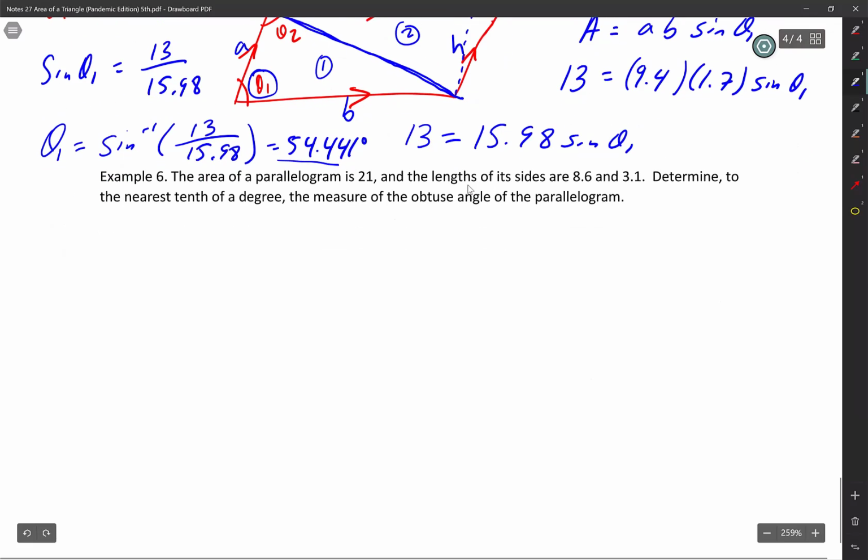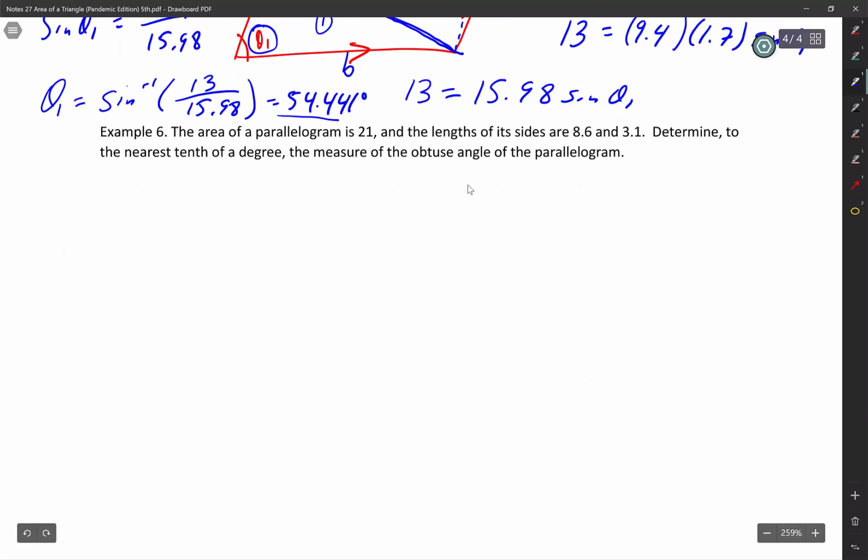Okay. All right. The area of a parallelogram is 21, and the length of its sides are 8.6 and 3.1. Determine, to the nearest tenth of a degree, the measure of the obtuse angle. Oh, I like this one. I like this one, guys. There's a reason why I like this one, guys.